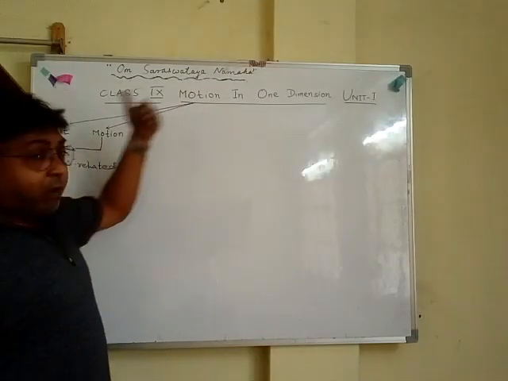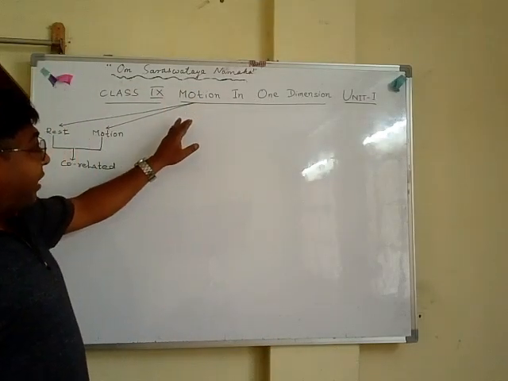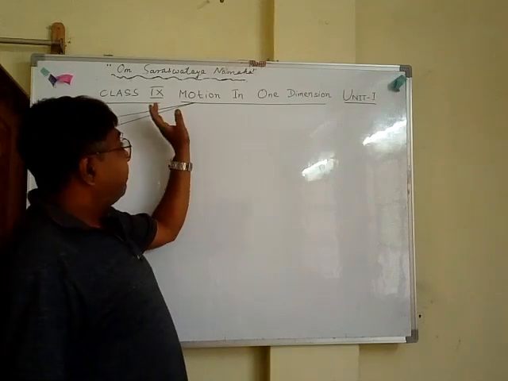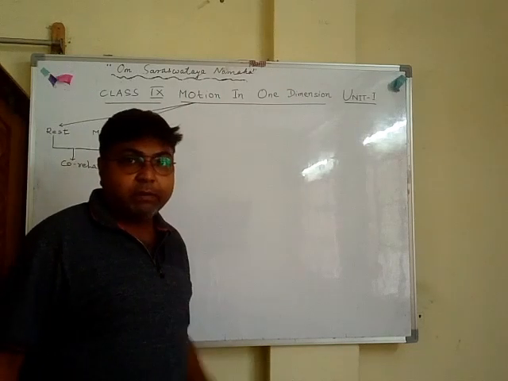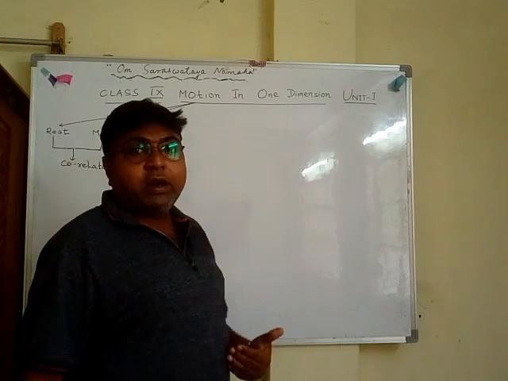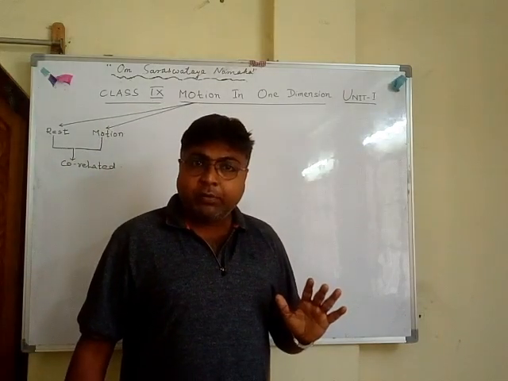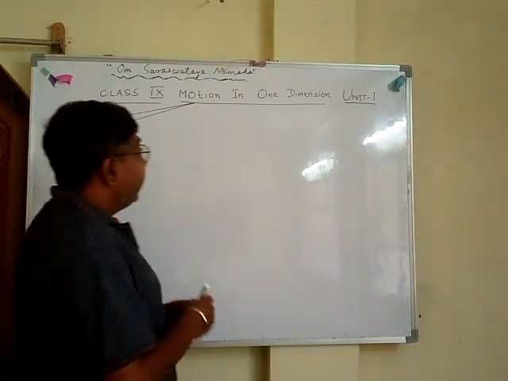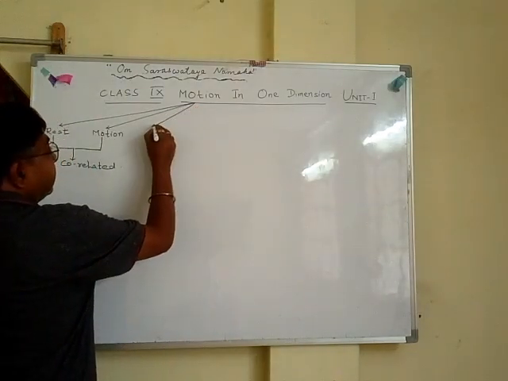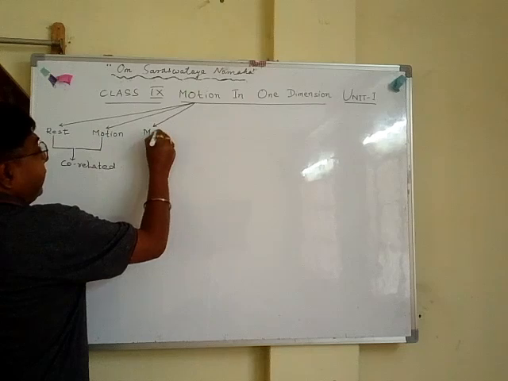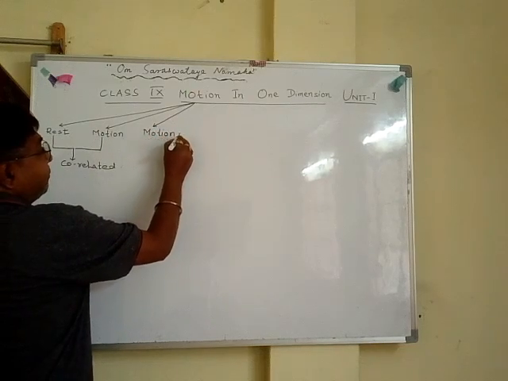So, when I go to the next terminology, I should first explain the meaning of this chapter, motion in one dimension. Motion in one dimension is also known as rectilinear motion. Now what does motion in one dimension mean?